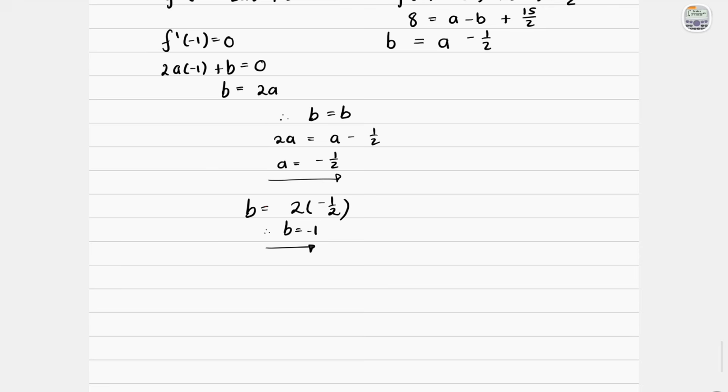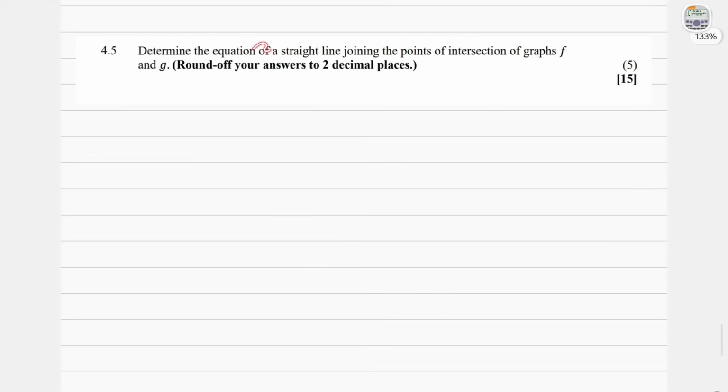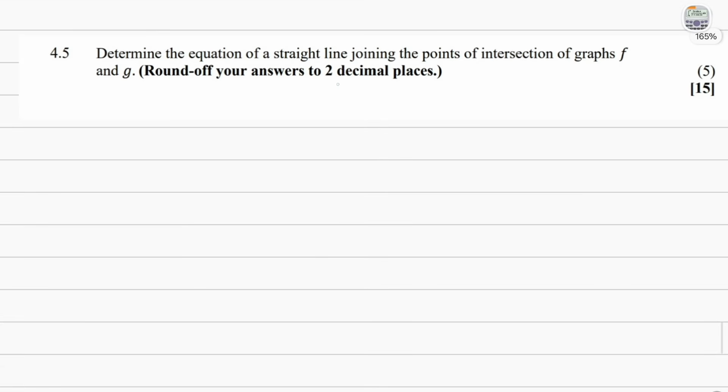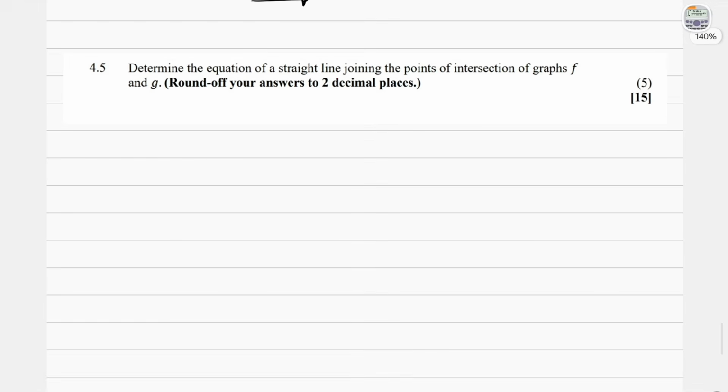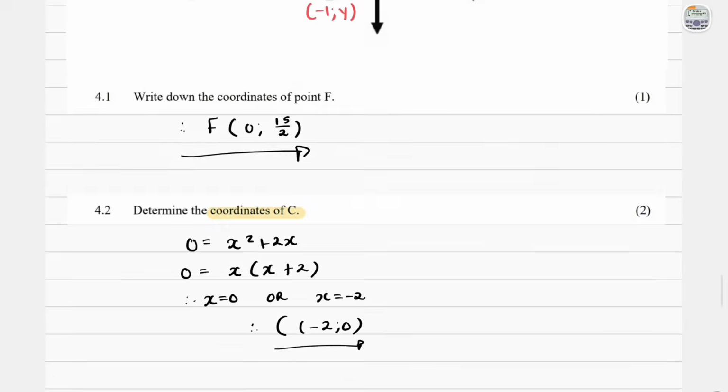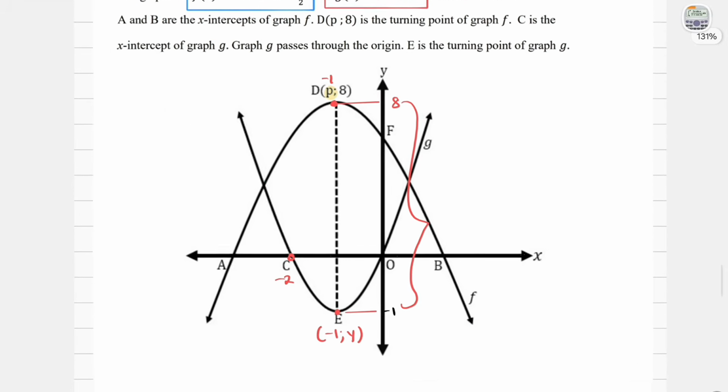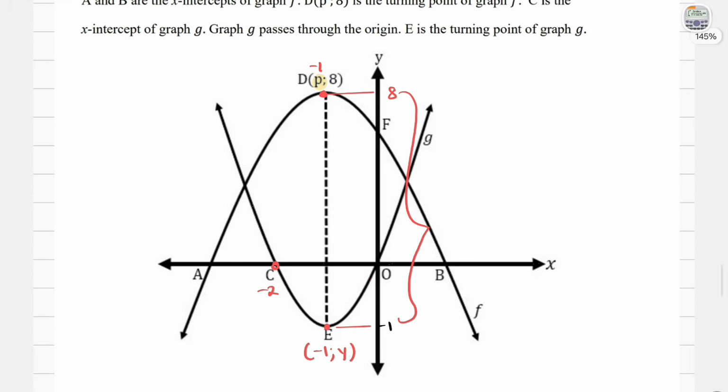Moving on to the next question. Question 4.5 says, determine the equation of a straight line joining the points of intersection of the graphs of f and g. Round off your answer to 2 decimal places. Okay, we're finding the equation of a straight line, so not really sure why we have to round off to 2 decimal places, but maybe with these intersections, maybe they create a horizontal line that is a fraction, and then they want us to just round off to 2 decimal places with that equation.